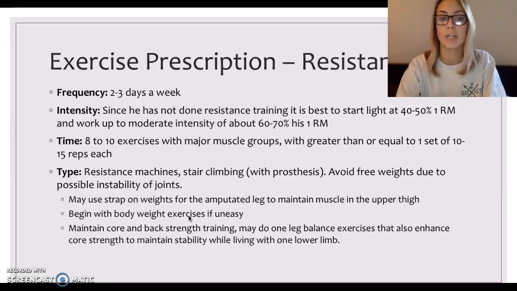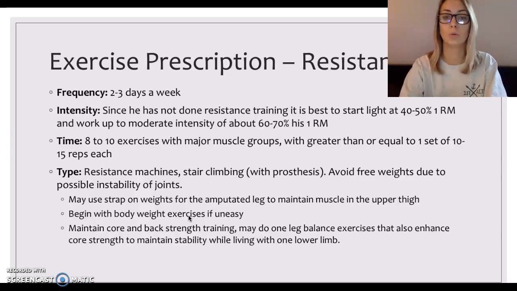For his resistance training, he could work out 2 to 3 days a week. However, since he has not done much resistance training since leaving the Army, it is best for him to start light at 40 to 50% of his 1 rep max and work up to moderate intensity, about 60 to 70% of his 1 rep max. The time should be about 8 to 10 exercises of major muscle groups with greater than or equal to 1 set of 10 to 15 reps each.